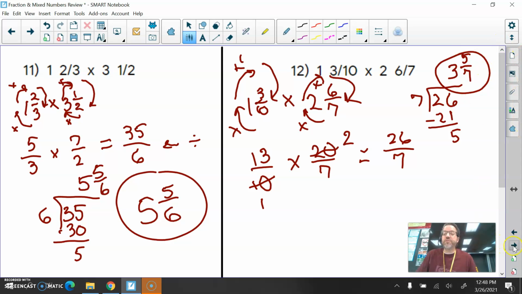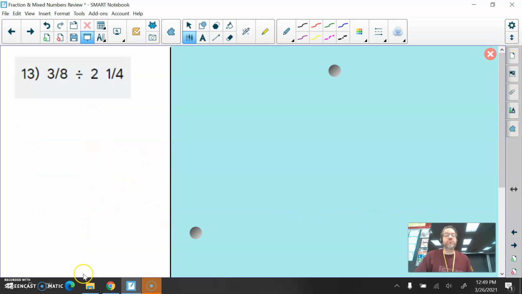Moving on to number 13. Now we're moving into the division problems. And the key with division, well, first I'm going to rewrite it so the numerators are directly over the denominators. 3/8 divided by 2 1/4. I like how 3/8 looks. It's just a fraction, but 2 1/4 is a mixed number. I need to go around the horn and change that into an improper fraction. Whenever you're multiplying or dividing, you want all your mixed numbers to be expressed as improper fractions.